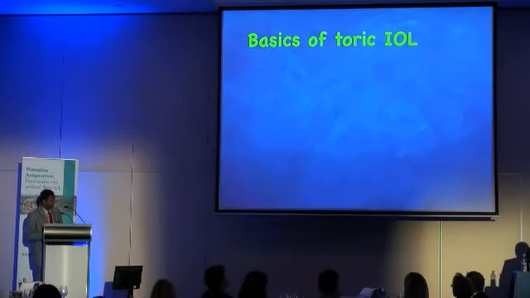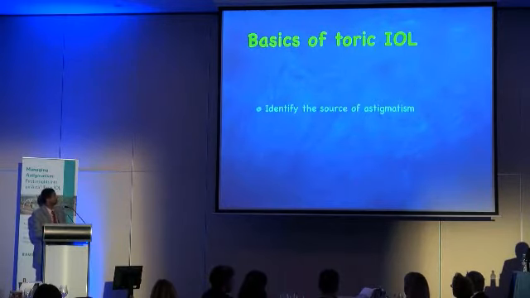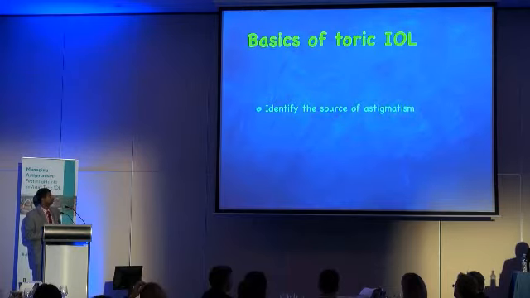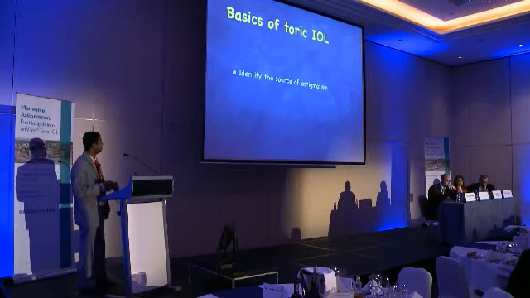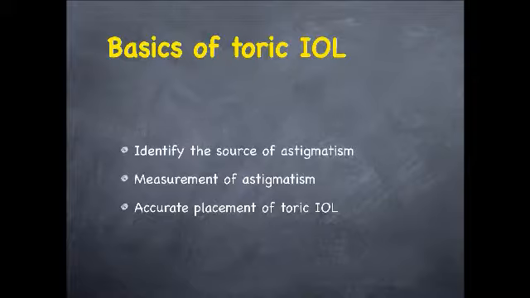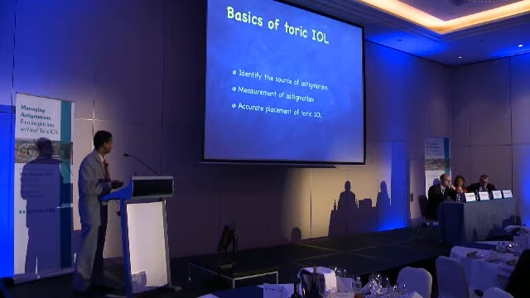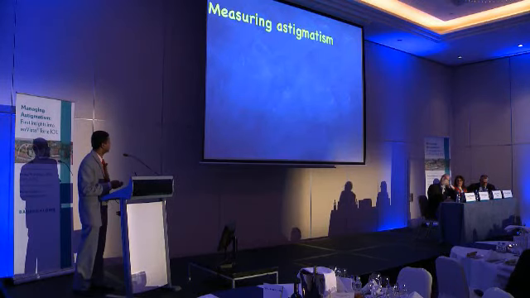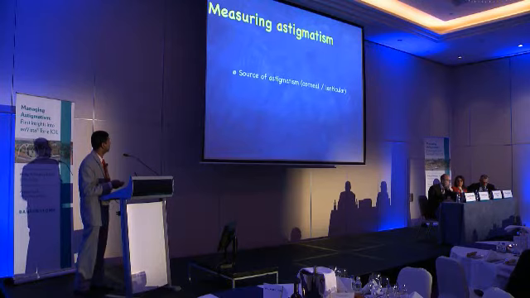So more and more of us are becoming more comfortable recommending and using toric intraocular lenses for our cataract surgery population. But for people who haven't used toric intraocular lenses, and if you're planning to incorporate this into your practice, I just wanted to give you the basic steps to consider when planning to offer toric intraocular lenses. The first and foremost is to identify the source of astigmatism, then look at the way we are going to measure astigmatism, and then accurate placement of the toric intraocular lens, which Professor Findl will be talking about in more detail. So I'll be concentrating on the first two, on measuring astigmatism.